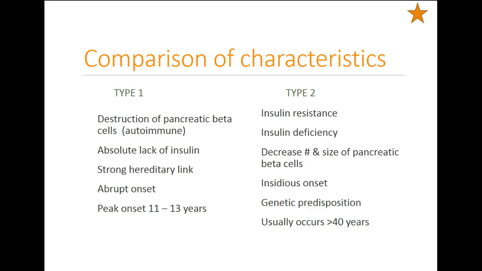Type 2, insulin resistance or an insulin deficiency, which you can tell is completely different than having an absolute lack of insulin. A decrease in the number and size of pancreatic beta cells, insidious onset, so again this is gradual. There is some genetic predisposition, so there are some similarities here, but you can see there is a difference in age. But again, as I mentioned, unfortunately, more individuals are being diagnosed at an earlier age with type 2 diabetes.